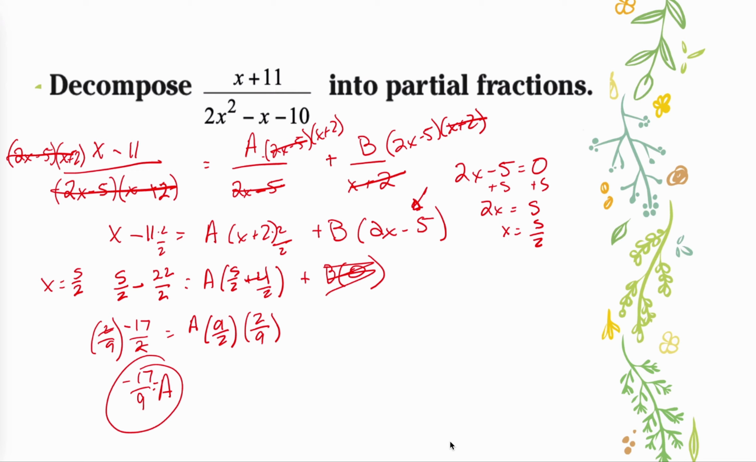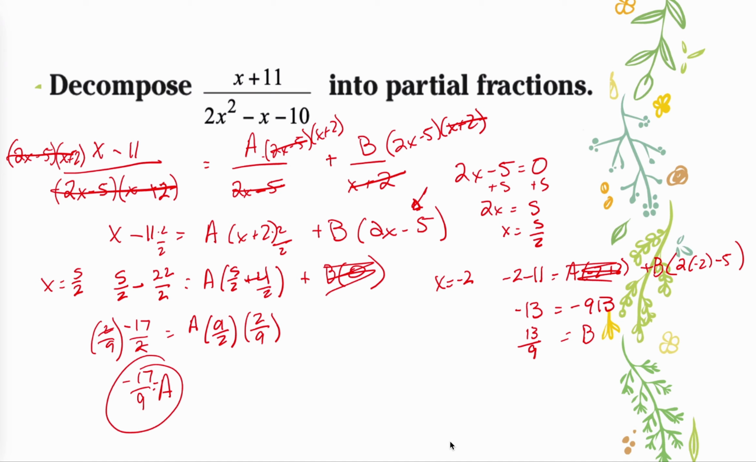We're going to get rid of that a, so we're going to pick x equals negative 2, which is much nicer to work with. Negative 2 minus 11 equals a times negative 2 plus 2 plus b times 2 times negative 2 minus 5. And that's going to cancel out. Negative 2 minus 11 is negative 13. This is negative 4 minus 5, which is negative 9. So that's negative 9b, which means that b is equal to 13 over 9.